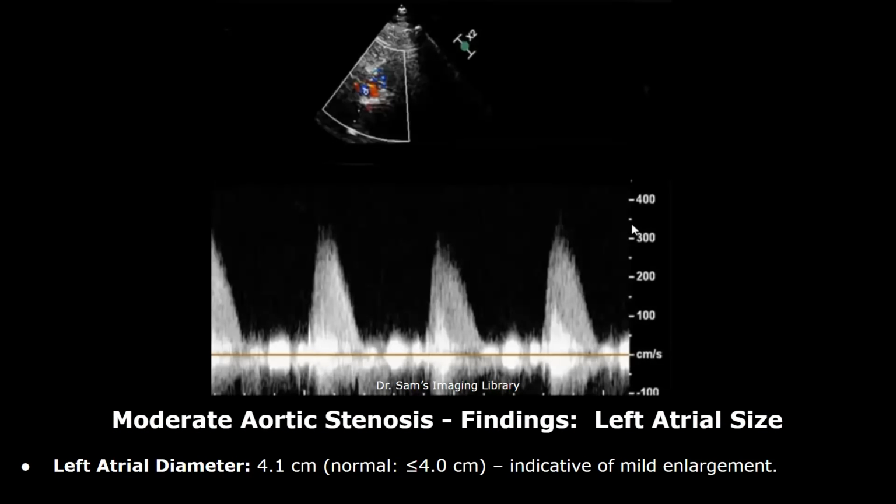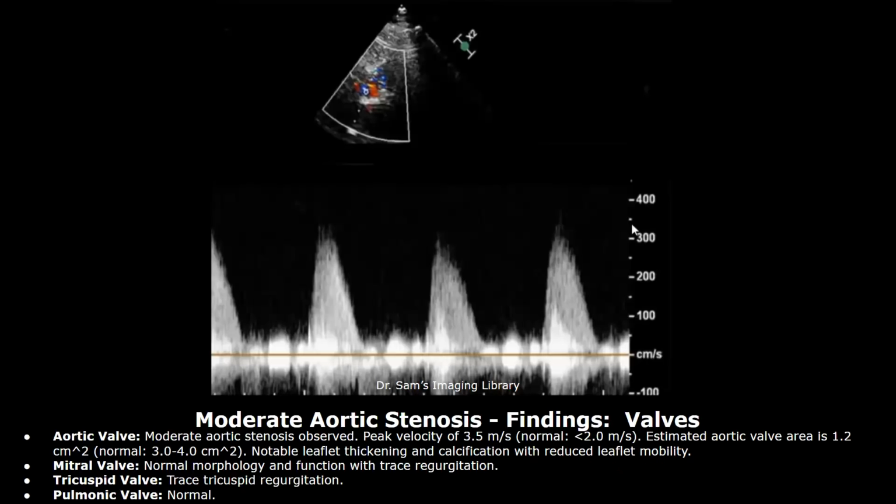The left atrial diameter is slightly enlarged. It is 4.1 centimeters, indicative of mild enlargement. The aortic valve shows moderate aortic stenosis, peak velocity of 3.5 meters per second, which is higher than normal. Estimated aortic valve area is 1.2 centimeters squared.